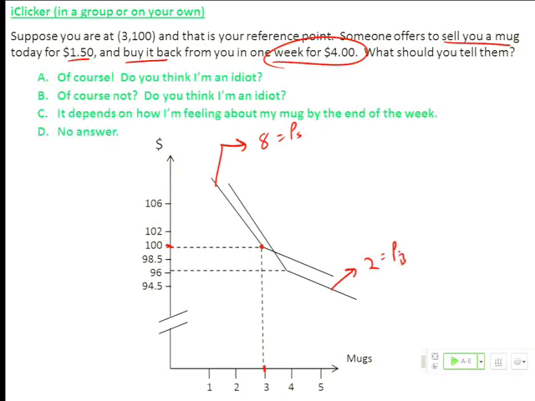Of course I'll do that. You think I'm an idiot? Of course I won't do that. You think I'm an idiot? And C, it depends on how I'm feeling about my mug by the end of the week.